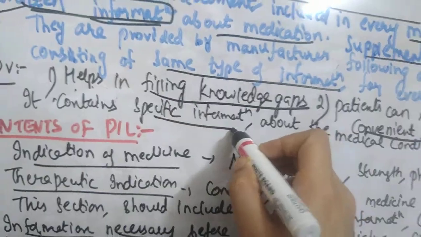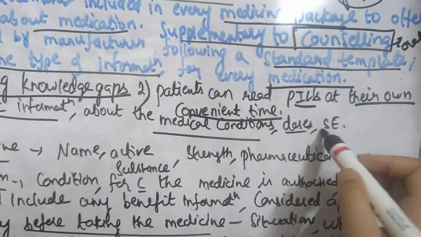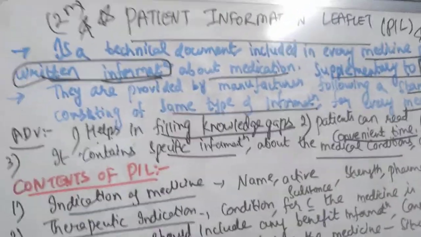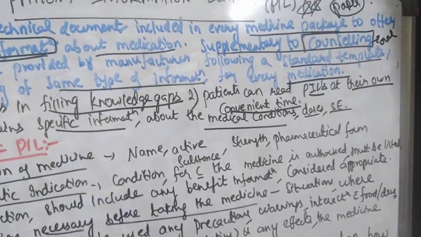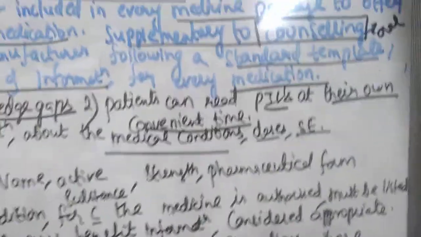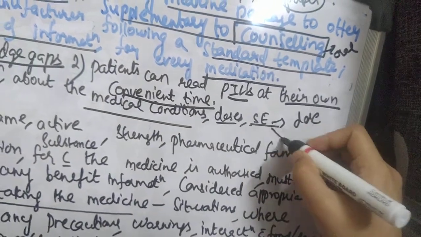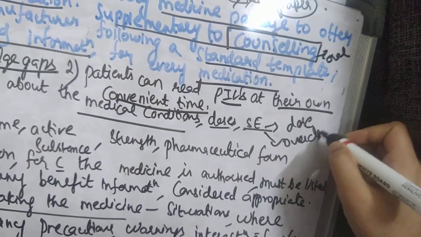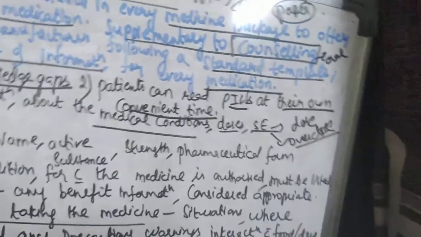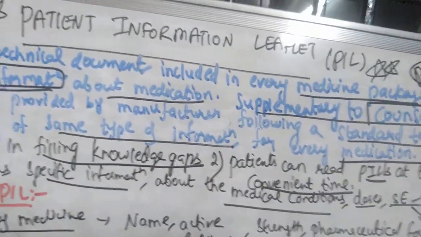Next, it will contain specific information. It contains specific information about the medical conditions, doses and side effects. So this I already told you. It will contain specific information about which medical condition you are using the drug for, how it works, what dose is used to treat that condition, what side effects are experienced with that particular dose, and what will happen if you take an overdose, what are the disadvantages or side effects of overdose. That all will be listed in your PIL.